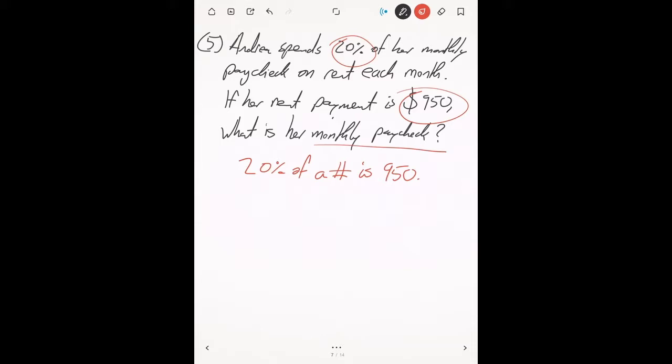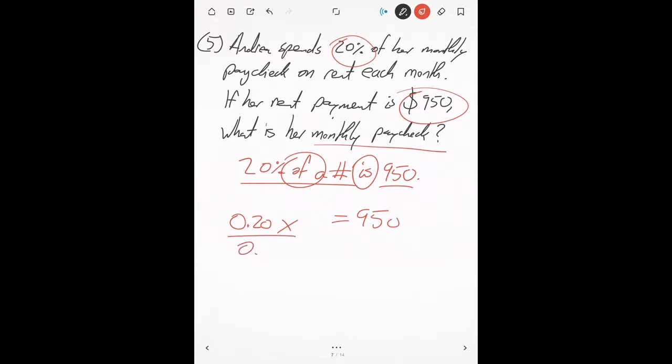This setup is actually pretty easy to work with because we have our equal sign. To the right of it is 950, and to the left of it, we're doing our multiplication, so we're going to take 20%, I'm putting that as a decimal, of a number. I don't know what that number is, so it's just going to be X. So here we go. We're taking 20% of some large value, and then we're going to get $950.